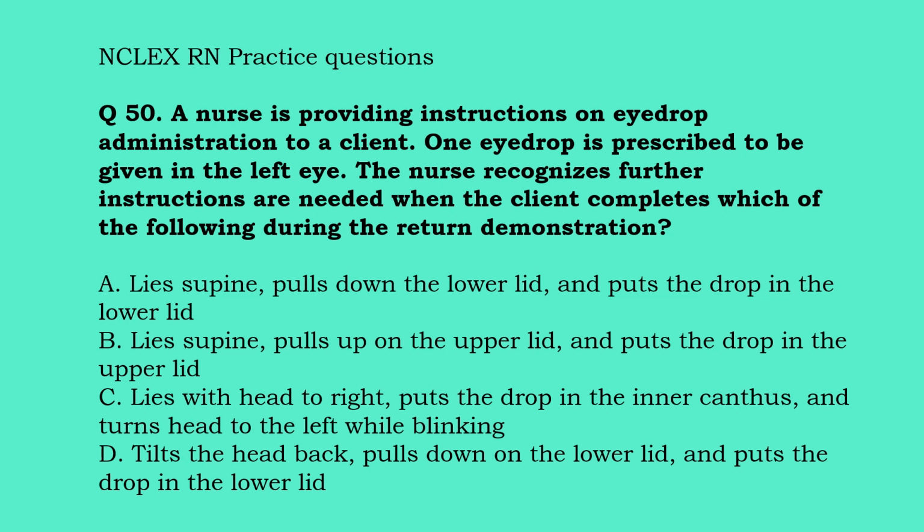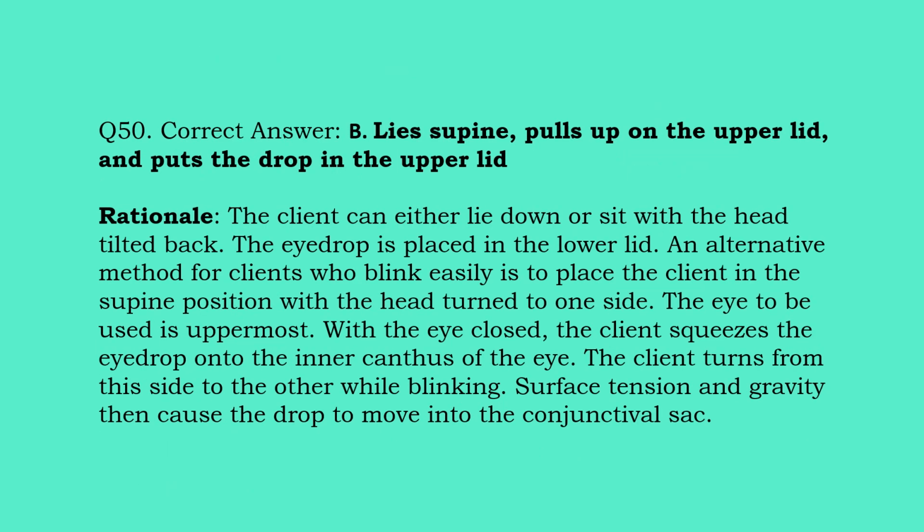A. Lies supine, pulls down the lower lid, and puts the drop in the lower lid. B. Lies supine, pulls up on the upper lid, and puts the drop in the upper lid. C. Lies with head to right, puts the drop in the inner canthus, and turns head to the left while blinking. D. Tilts the head back, pulls down on the lower lid, and puts the drop in the lower lid. Correct answer: B. Lies supine, pulls up on the upper lid, and puts the drop in the upper lid.